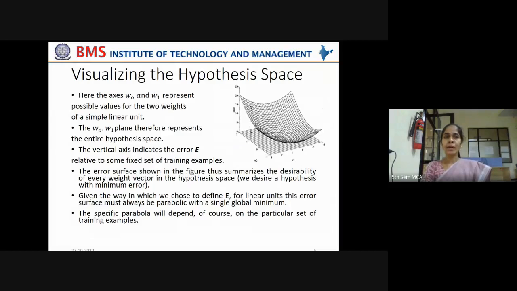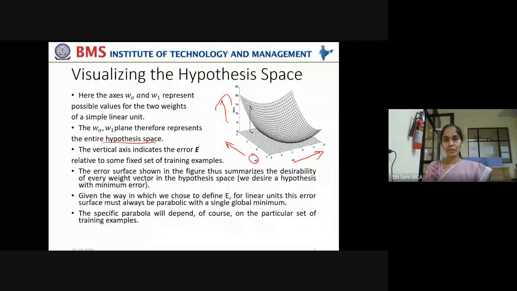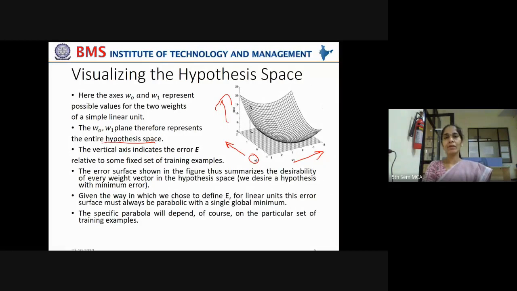Now I'll make it more clear for you. Here the axis W0, this axis, and W1, this axis, represent possible values for the two weights of a simple linear unit. Let us take the linear unit as W0x0 plus W1x1. Only two weights and two input units you have. Okay, now in that case, we can plot W0 on the x-axis, W1 on the y-axis and error on the z-axis, this one. The W0, W1 plane therefore represents the entire hypothesis space, correct? Our hypothesis is what? Optimal weights, an optimal combination of weights.